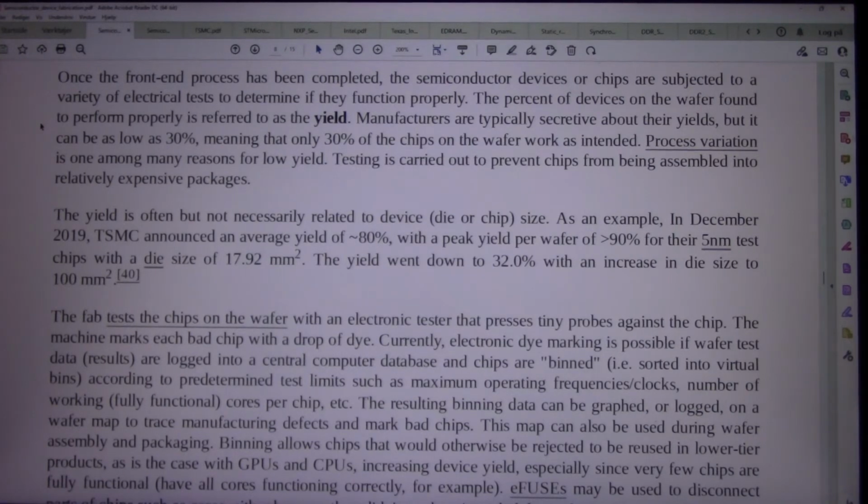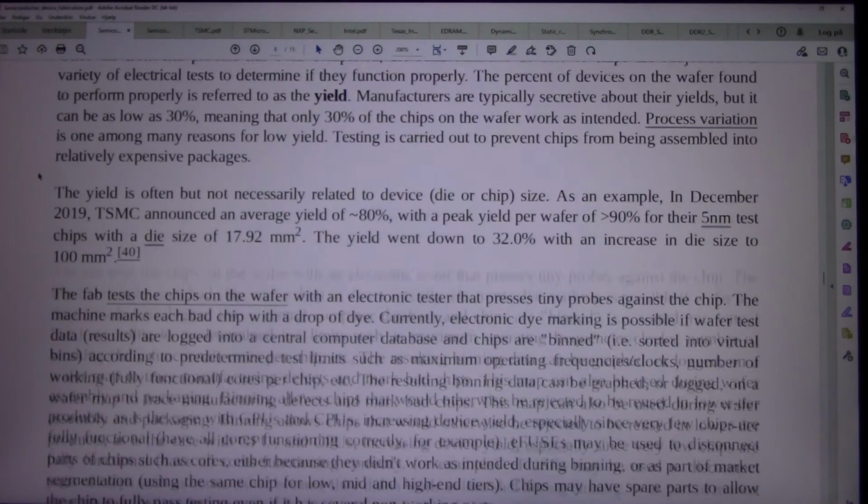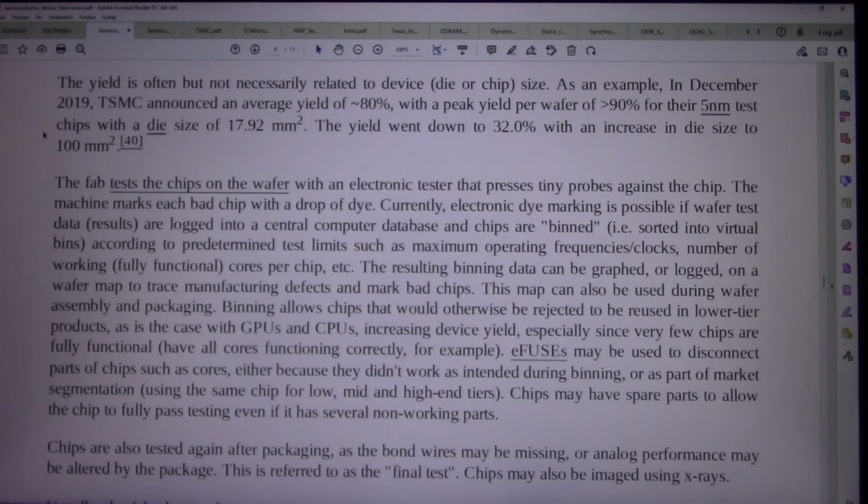but it can be as low as 30%, meaning that only 30% of the chips on the wafer work as intended. Process variation is one among many reasons for low yield. Testing is carried out to prevent chips from being assembled into relatively expensive packages. The yield is often, but not necessarily, related to device, die or chip size.